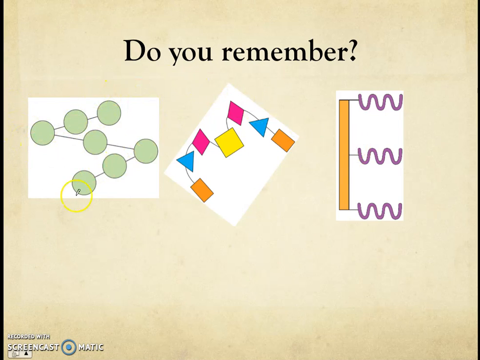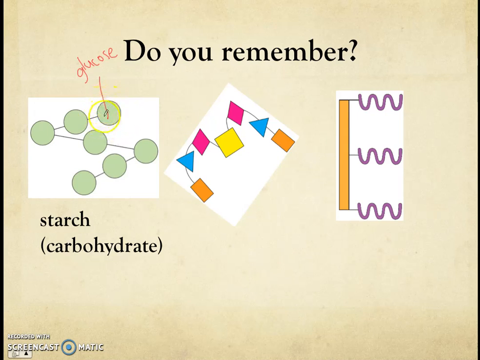Now hopefully you remembered that this model here represents starch. And starch is an example of a carbohydrate. And hopefully you remember that each of these little green circles here represents glucose, right? Glucose is represented by this little green circle. Glucose is the simplest form of carbohydrates, and when we join many units of glucose together, we get starch.